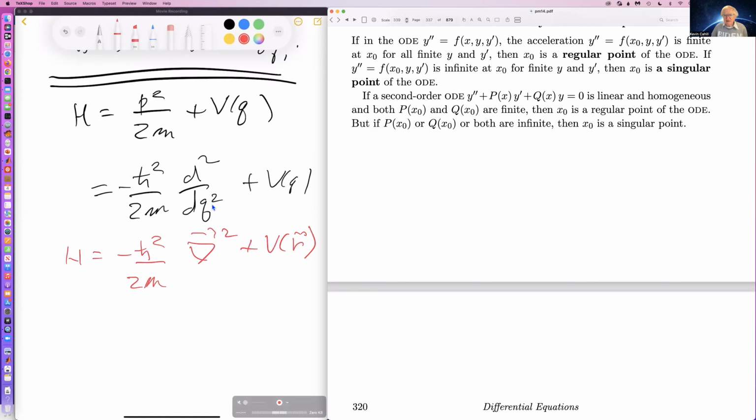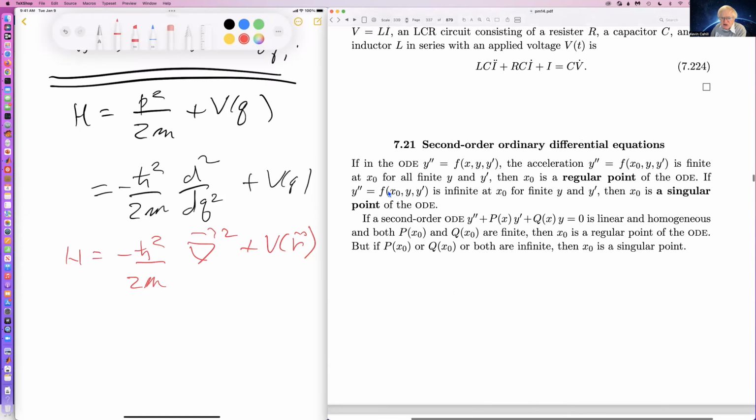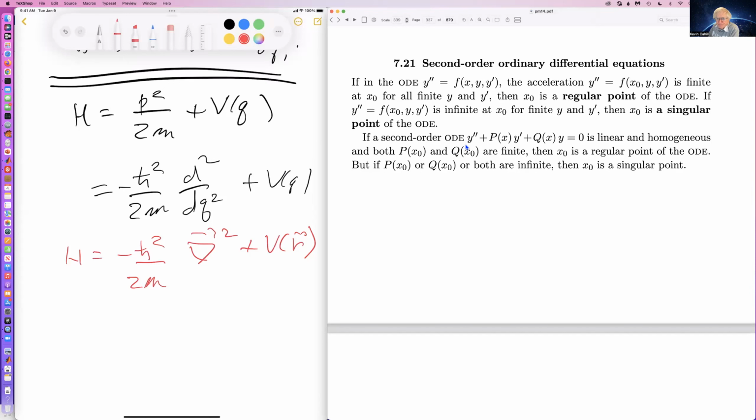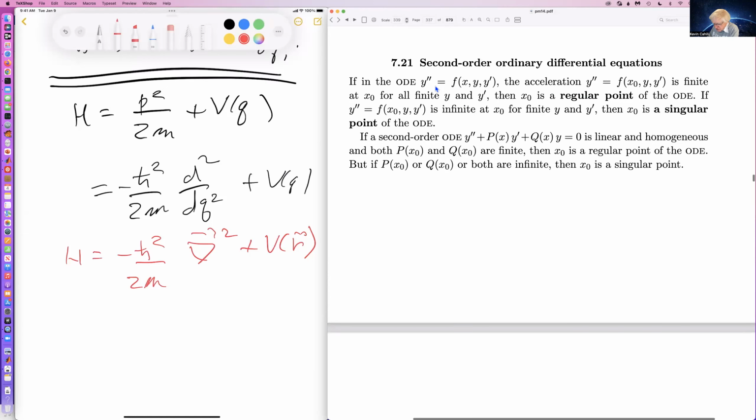So you almost always have second order differential equations. Before studying them, we need to define something about regular points and singular points. If the second derivative is finite at a given point for all finite values of the first derivative and the function, then we say that the point x0 is a regular point. But on the other hand, if it's infinite, we call it a singular point.